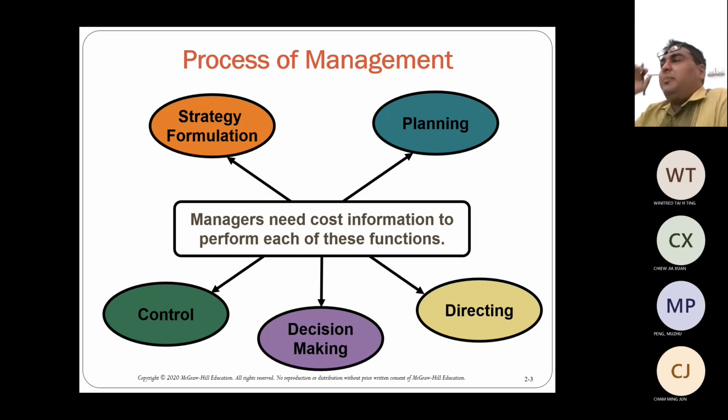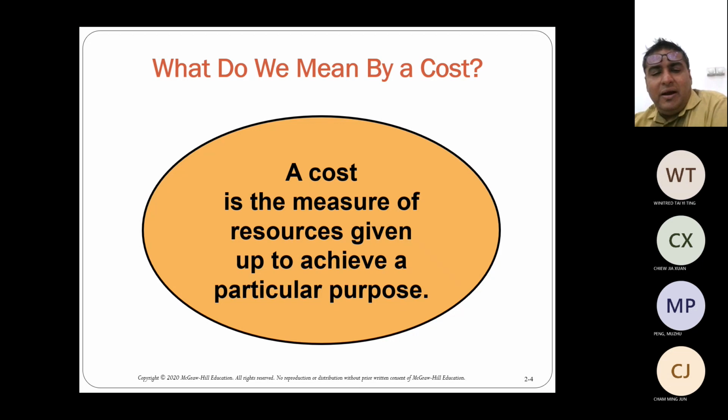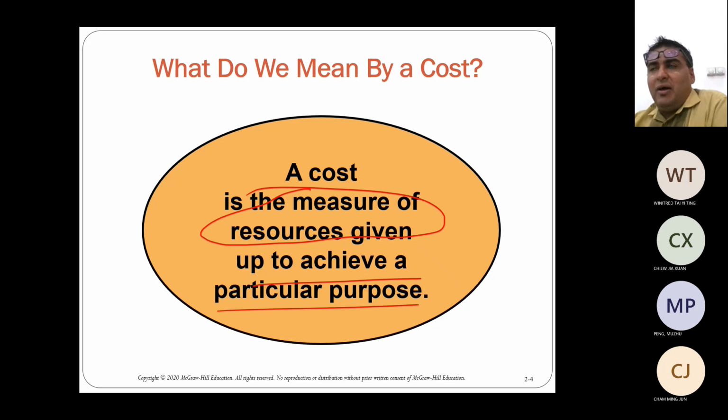Management needs this cost information to actually perform each one of these functions, from planning, controlling, making decisions, directing, and also formulating strategies. So this cost is actually a very important element for you to use. So what is the meaning of cost? Cost is basically a measure of resources given up to achieve a particular purpose. Now, if you recall your ACC 101, this is also the definition for expenses. Correct? Expenses are basically costs that have been sacrificed in order to perform an activity. So similarly, a cost is a measure of resources that have been given out to achieve a particular purpose.